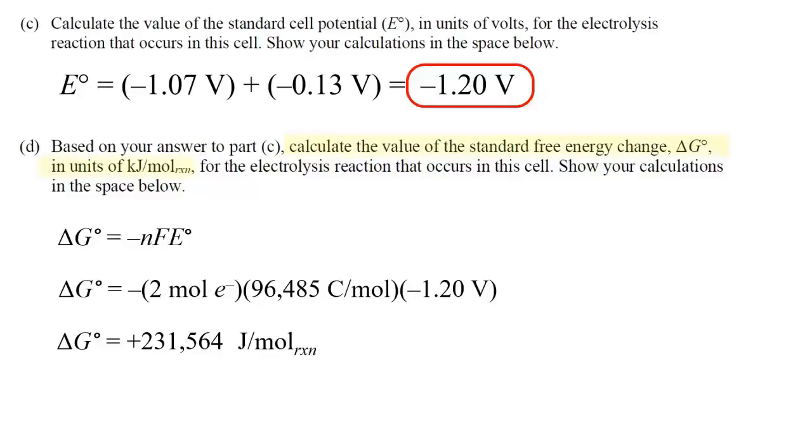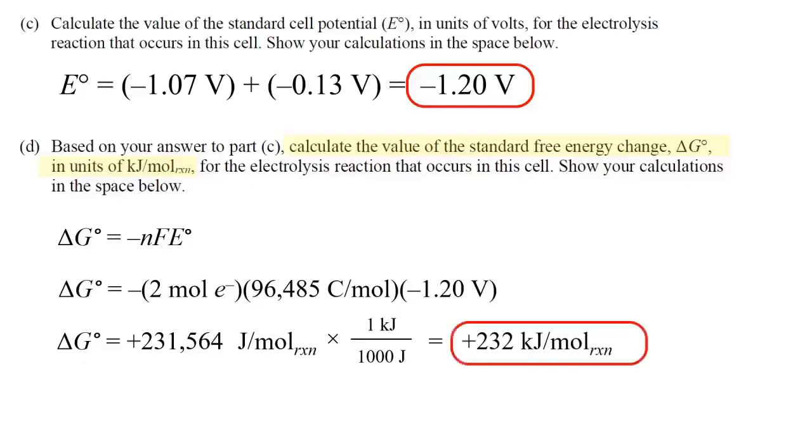So I'm going to convert from joules to kilojoules by dividing by 1,000, because there's 1 kilojoule for every 1,000 joules. And so when I do that math, and I'm going to round off my answer to 3 significant figures, because the cell potential has 3 significant figures. Again, the number 2 is an exact number that does not limit my precision. This becomes positive 232 and the units are kilojoules per mole of reaction. So positive 232 kilojoules per mole of reaction, that's my answer to part D.